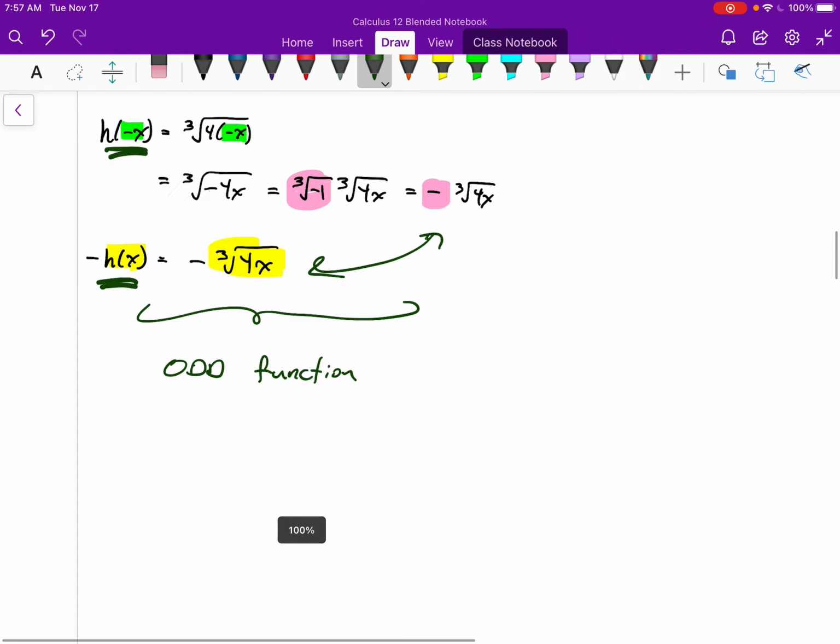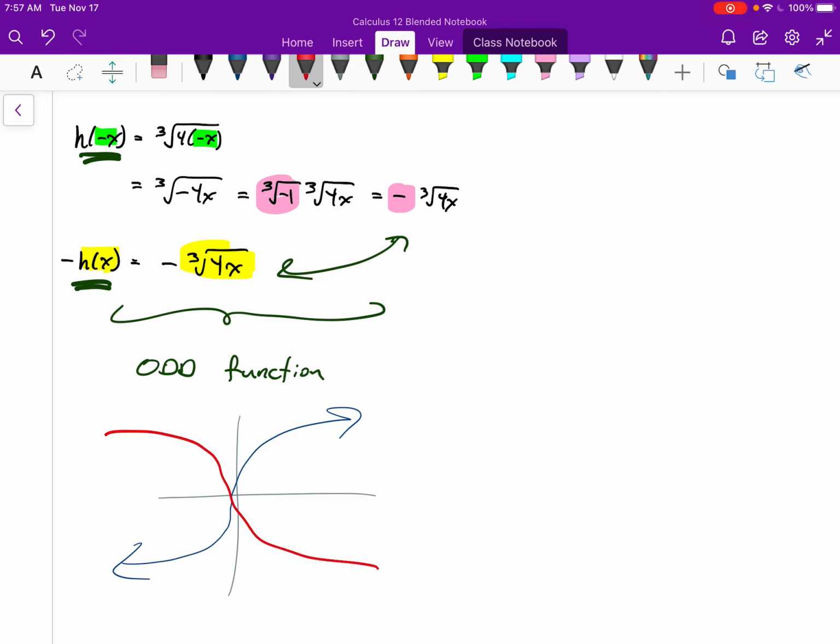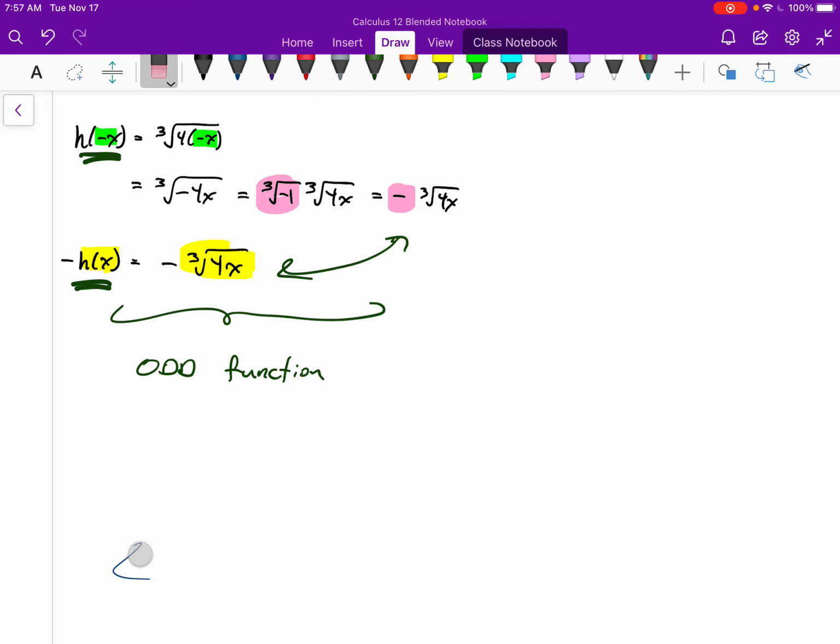If you know what a cube root function looks like when it's graphed, it looks something like this. It's my lousy sketch. If you know that already, then you can bypass the algebra, or realize that if I reflect this vertically or reflect it horizontally, I'll get the same image. Either way, it looks something like this. Oh, that was really bad. Let's try that again. There we go. Okay. With that said, we can't expect to know what all graphs look like in advance.